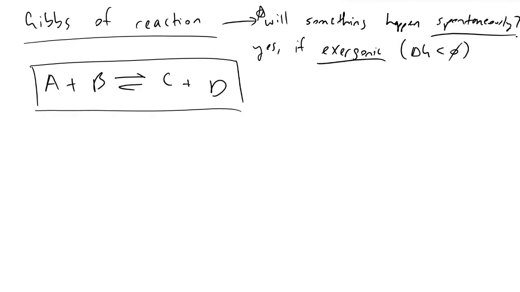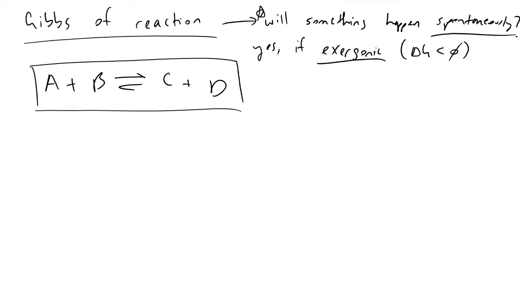Let's say you work in a lab and you are interested in analyzing some kind of chemical reaction, and you know that a mole of A is going to react with a mole of B, and we're going to form a mole of C and a mole of D. And the question that you have is whether or not this reaction will happen on its own. Do you need to supply energy to this system in order to get it to happen?